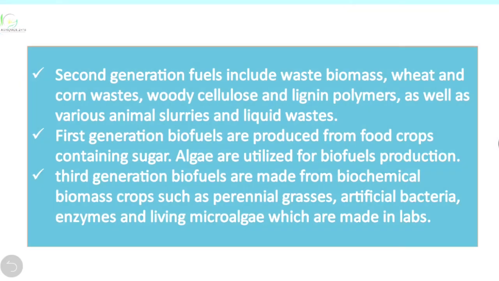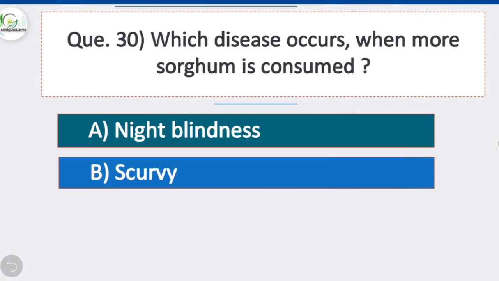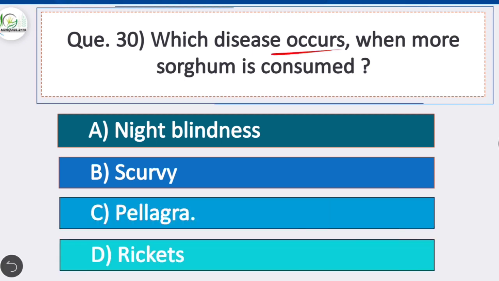And last question, question number 30 is, which disease occurs when more sorghum is consumed? Option C is correct, pellagra. The disease pellagra occurs when sorghum is consumed more.